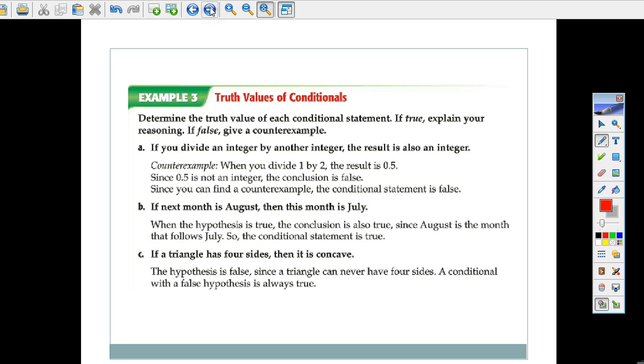Okay. Determine the truth value of each conditional statement. If true, explain your reasoning. If false, give a counterexample. A counterexample is an example that proves it false.